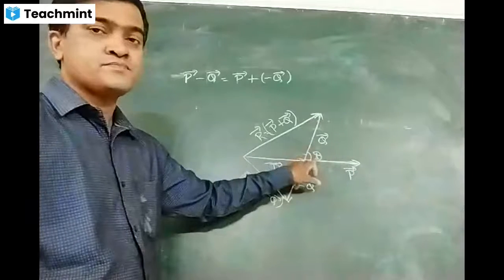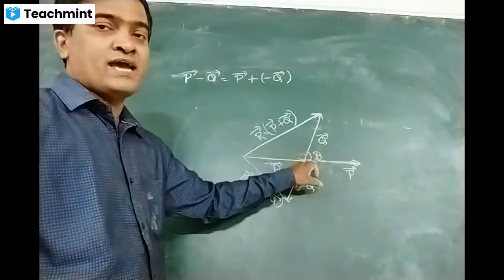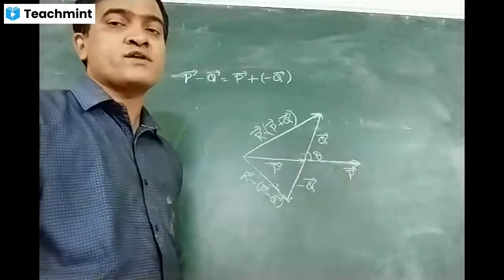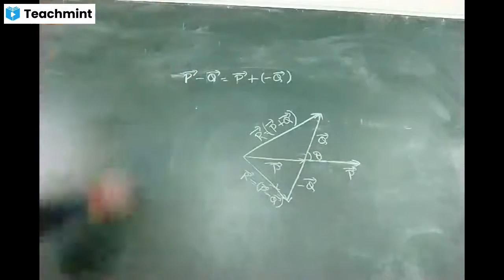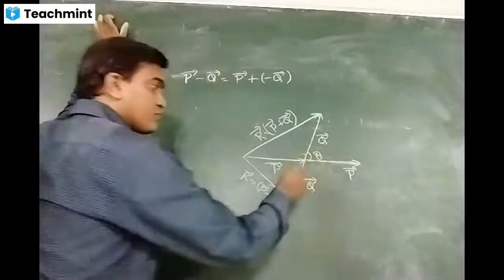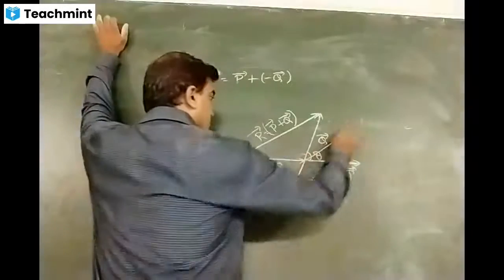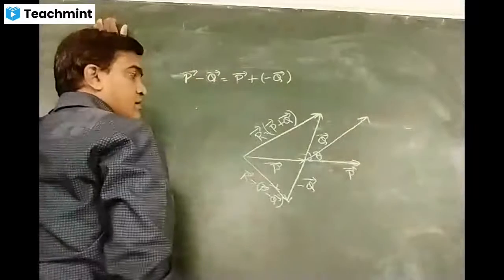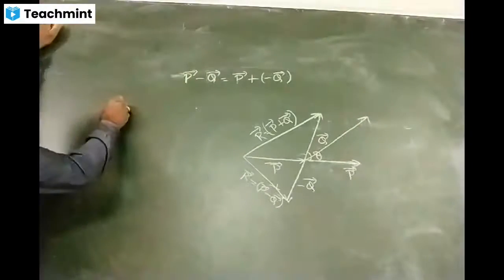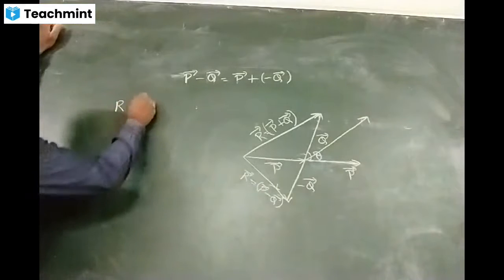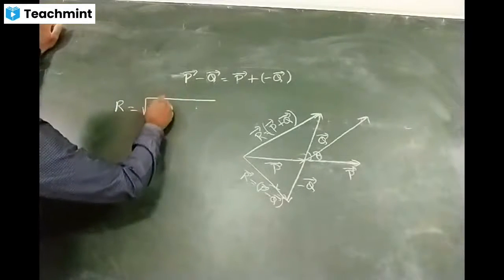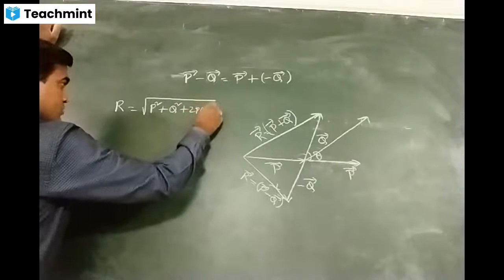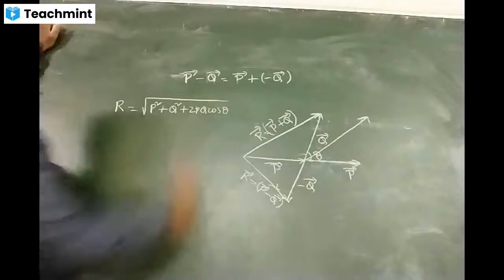When the angle is theta between p bar and q bar, what is the formula we have for the resultant of two vectors, according to the parallelogram law? R is equal to the root of p square plus q square plus 2pq cos theta.